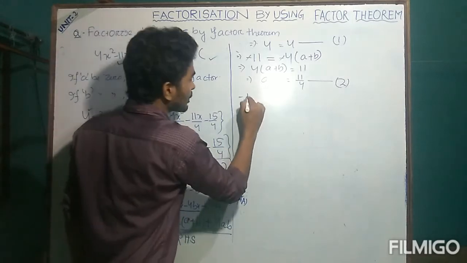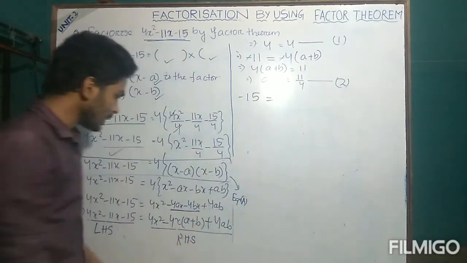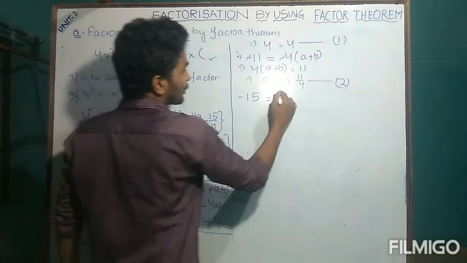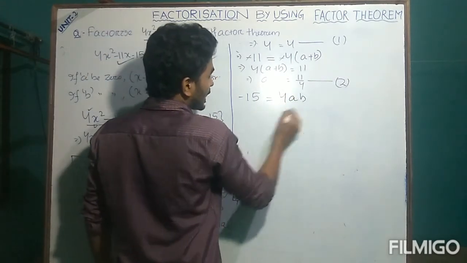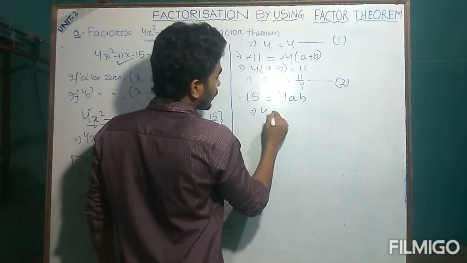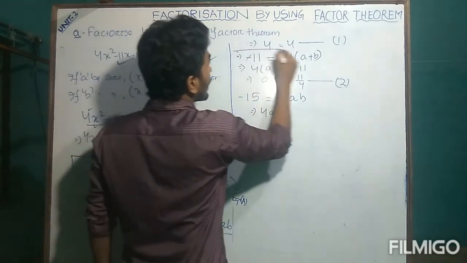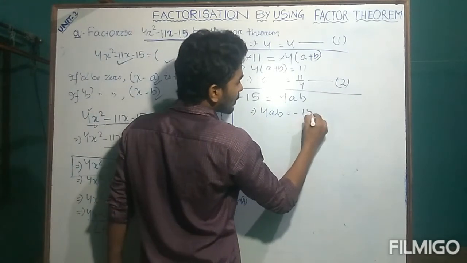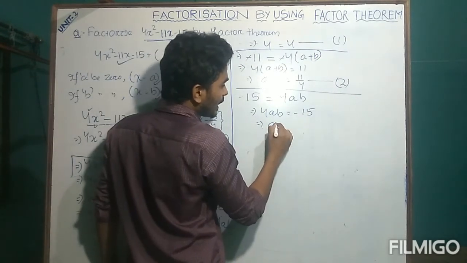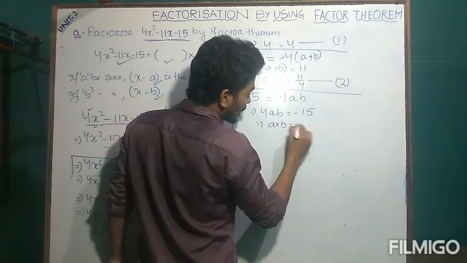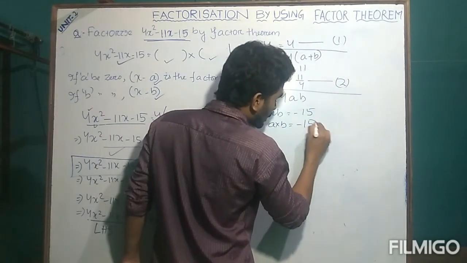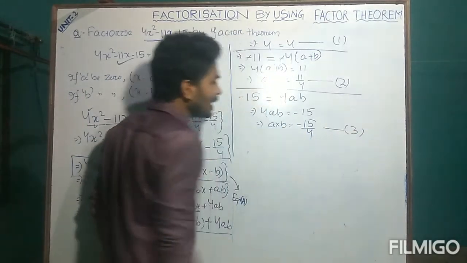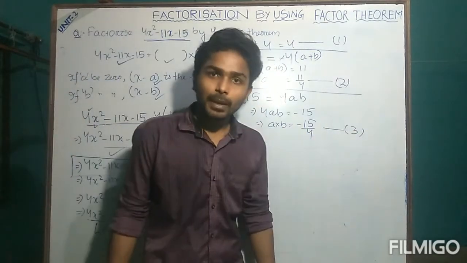Coming to the third equation, in which we have to compare the coefficient of constant of LHS, that is minus 15, with the coefficient of constant of RHS, that is 4ab. Write in the converse way. So 4ab is equal to minus 15, and a into b, the 4 moving towards the right, will be minus 15 by 4. Hence we get equation 3 to be a into b is equal to minus 15 by 4.